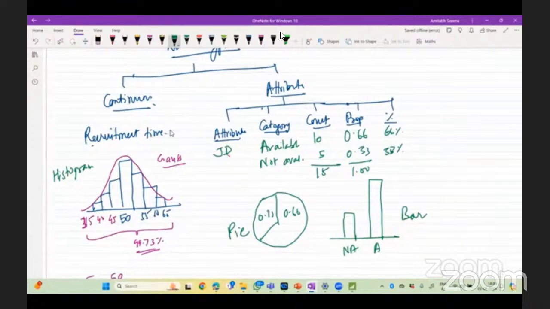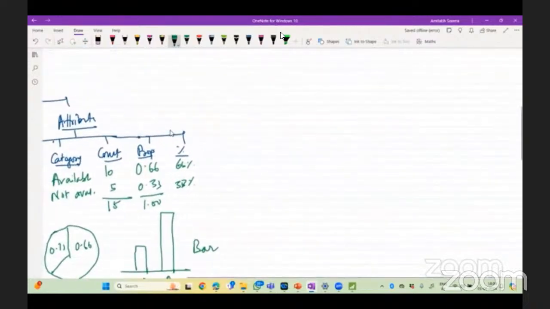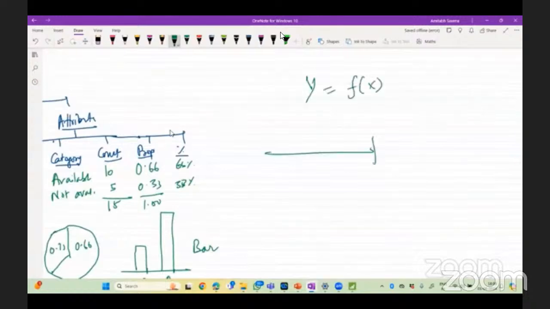So in that case, I have to find the relationship between y and x. Is this y affected by x? Here we will do a scientific investigation. Like a scientist, he starts with a hypothesis. Hypothesis means null hypothesis and alternative hypothesis.